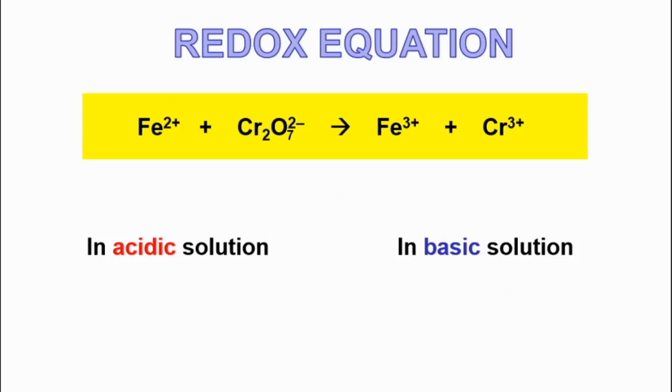Before we proceed with this redox equation, I would like to highlight this. To balance this redox equation requires several steps. Do you want to know how many steps are involved? There are 8 steps for acidic solution, but for basic solution there will be 9 steps. So what are those steps? In this lesson, I'm going to start with balancing a redox equation in acidic medium first, and later we will look at how to balance a redox equation in basic medium.